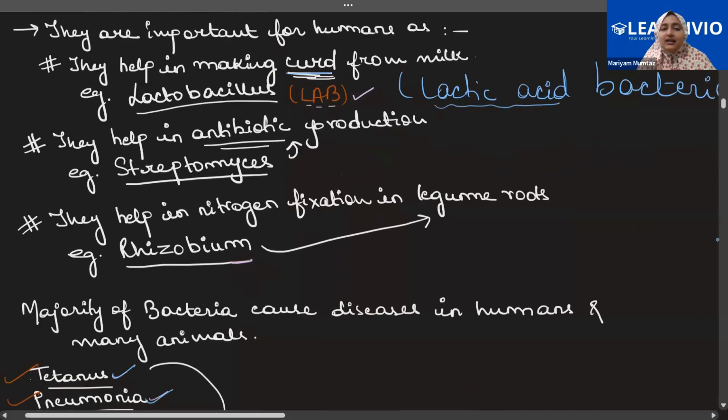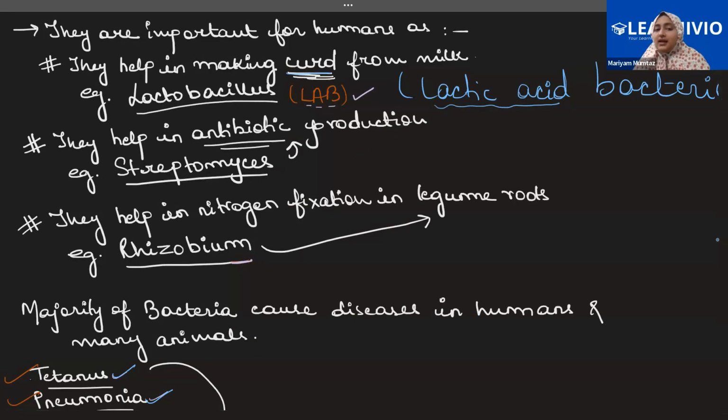Now, apart from that, there are certain bacteria that help in antibiotic production, such as streptomyces. Then, apart from that, they help in nitrogen fixation in the legume roots. There are certain legume plants such as pulses, dal, all of those are leguminous plants. Now, leguminous plants.